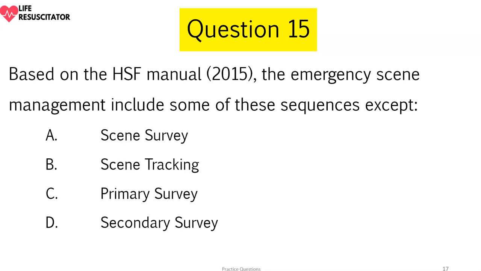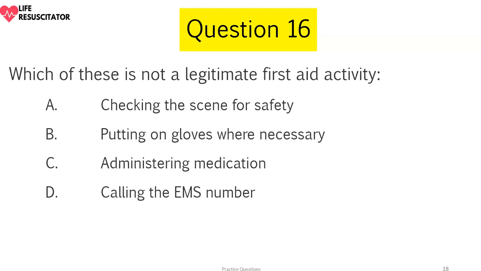Next question. Based on the HSF Manual 2015, the emergency scene management includes some of these sequences except scene survey, scene tracking, primary survey, secondary survey. So there's an exception here. One is wrong. Which one? All right, next question.